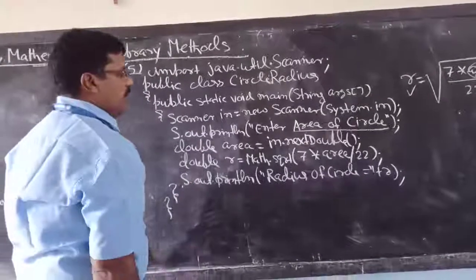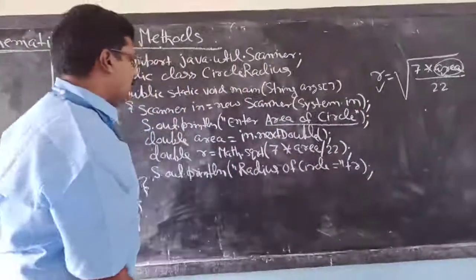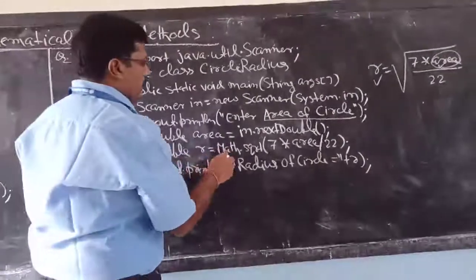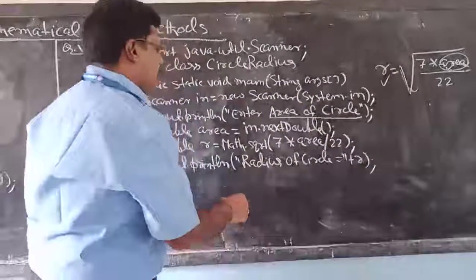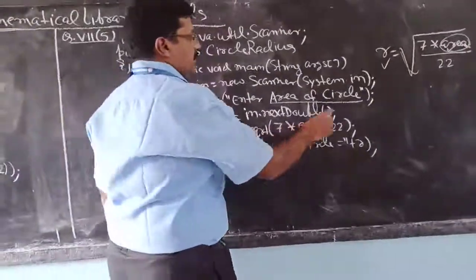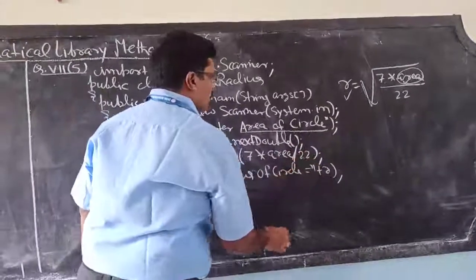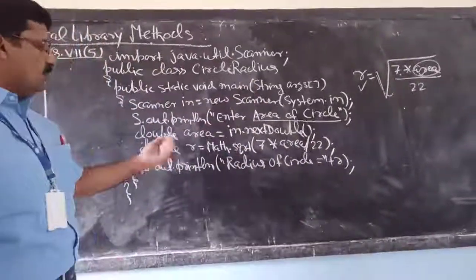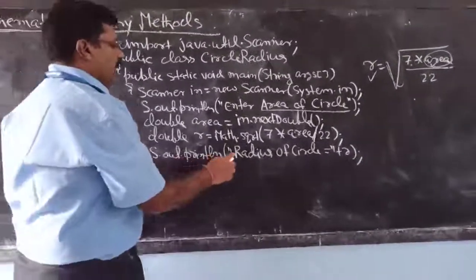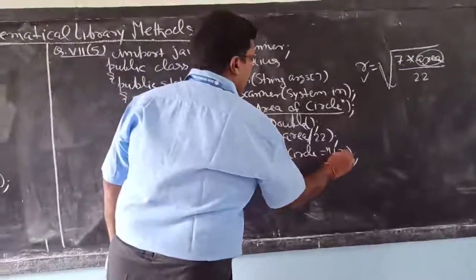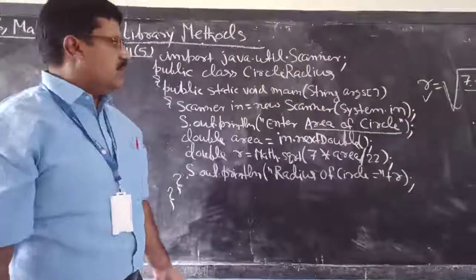Now double r for radius. This is the formula; now convert the formula into Java. So how will we convert? Double r equal to Math.sqrt, the square root in the bracket of 7 into area, divided by 22. So that formula is converted into Java. Now System.out.println("Radius of circle = " + r). The radius of the circle is printed. So this was a very easy program.